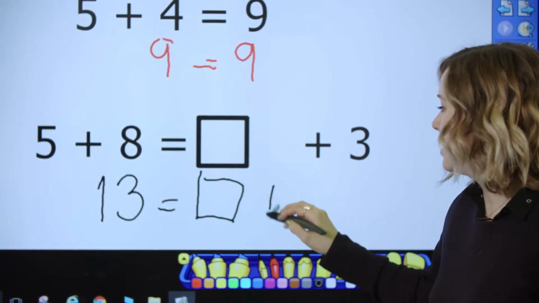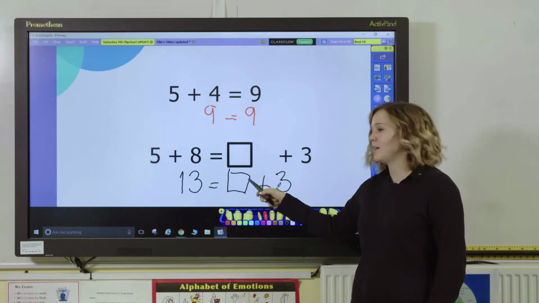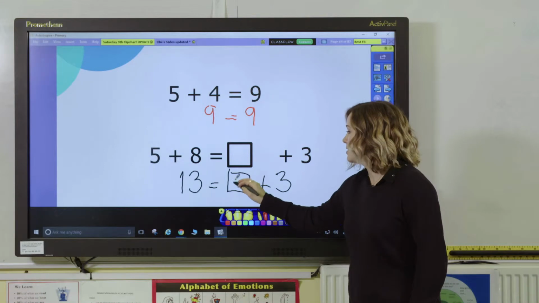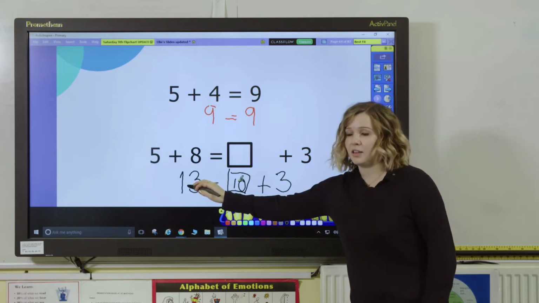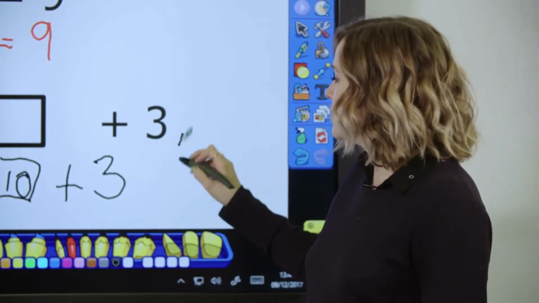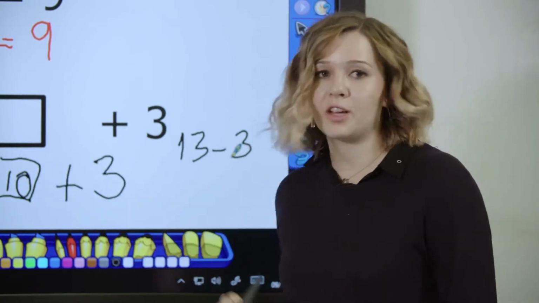So 13 is equal to what add 3? So now pupils should be able to tell you, I need to add 10 more cubes to make this side the same as 13. That's using the inverse, which they should be familiar with. What they're doing there is doing 13, take away 3 to find what number needs to go in that box.